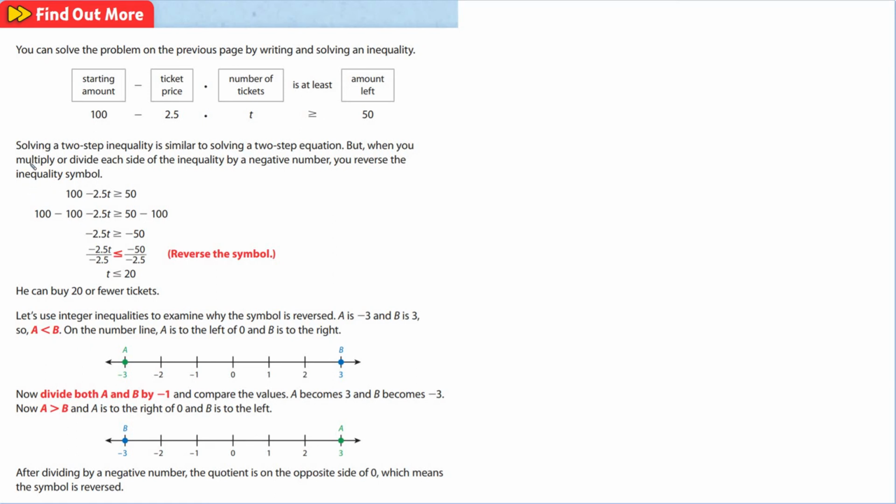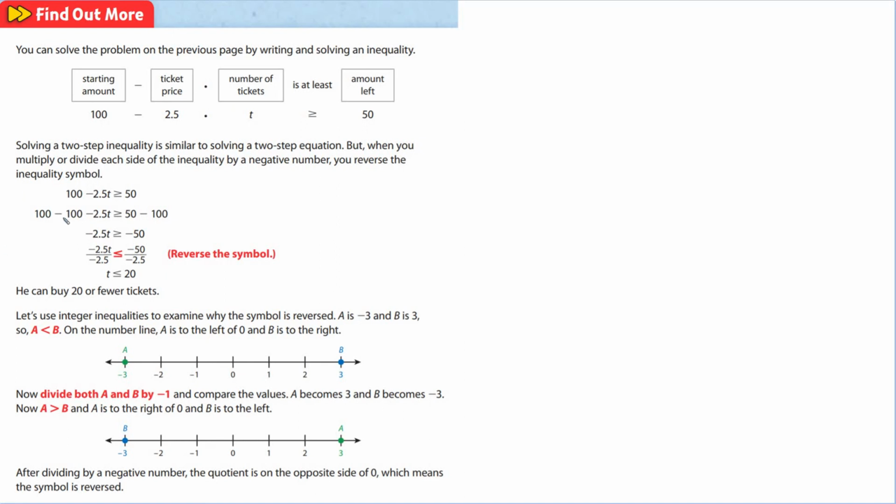Now, let's solve this. The way you solve inequalities, for those who remember, it's the same way you solve equations, except you have the inequality symbol. Solving a two-step inequality is similar to solving a two-step equation. But when you multiply or divide each side of the inequality by a negative number, you reverse the inequality symbol. I'll break that down for you in a sec, but let's look at this here. 100 minus 2.5t is greater than or equal to 50. Remember, it has to be 50 or greater than, right?